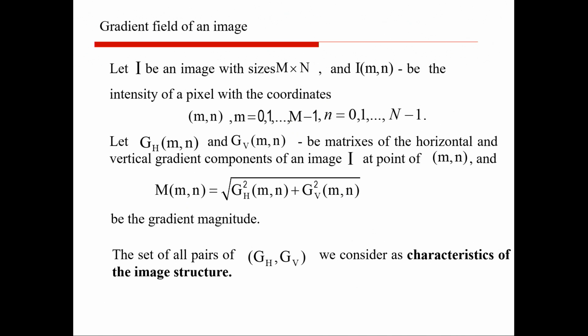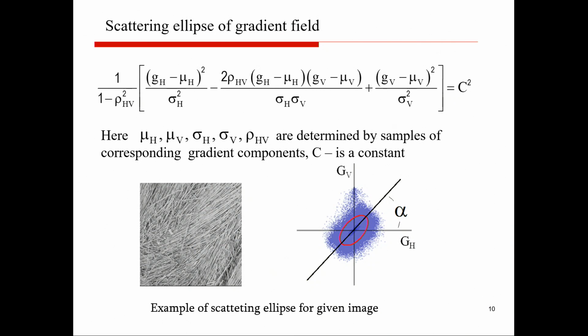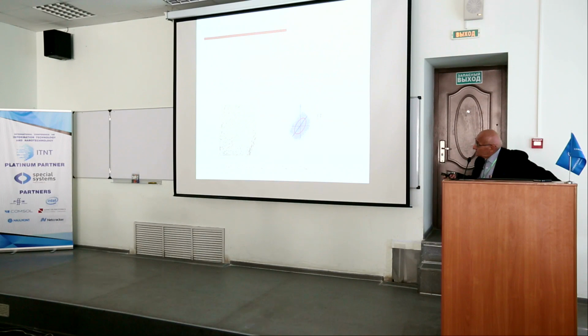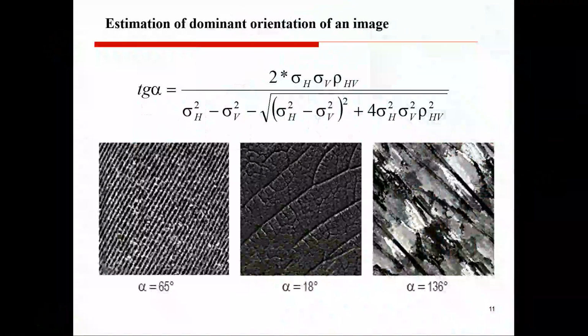Здесь приведено выражение для эллипса рассеивания градиентного поля. Простая формула. Здесь приведен пример изображения с указанием его эллипса рассеивания. Известно, что главная ось эллипса в этом случае совпадает с линией ортогональной регрессии, и есть угол наклона линии регрессии, обозначенный через альфа, и выражение, по которому он определяется. Приведенные примеры убеждают нас в том, что понятие корректное: результат расчета угла ориентации и наше визуальное восприятие согласуются друг с другом.